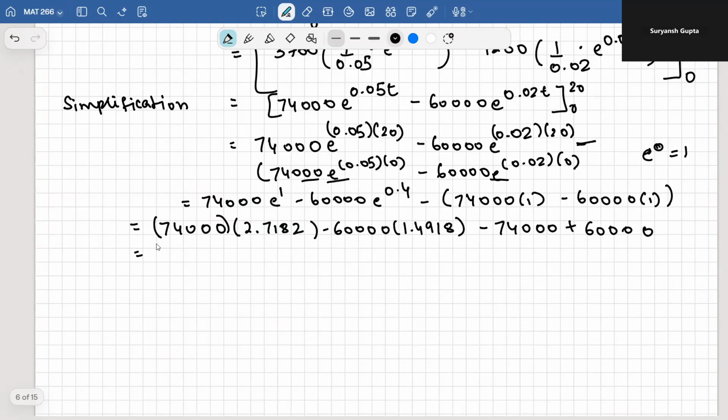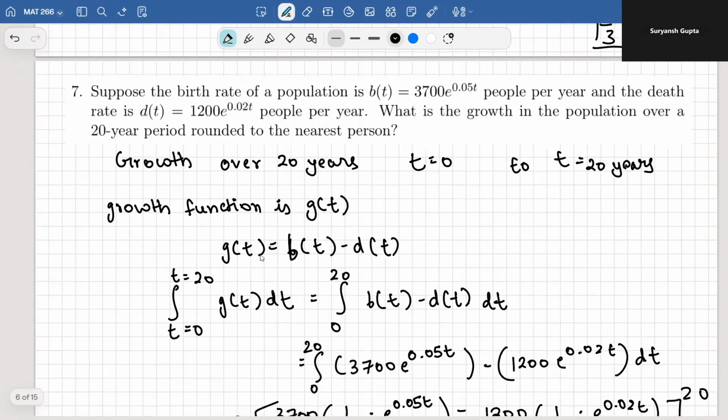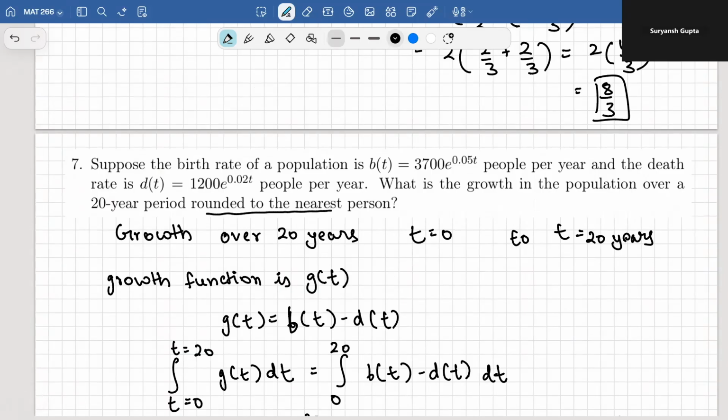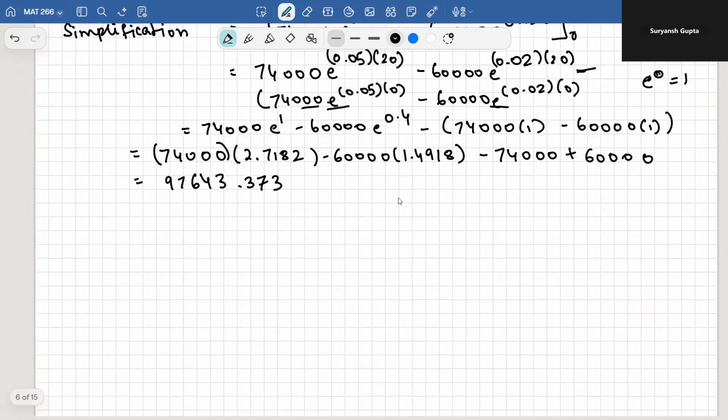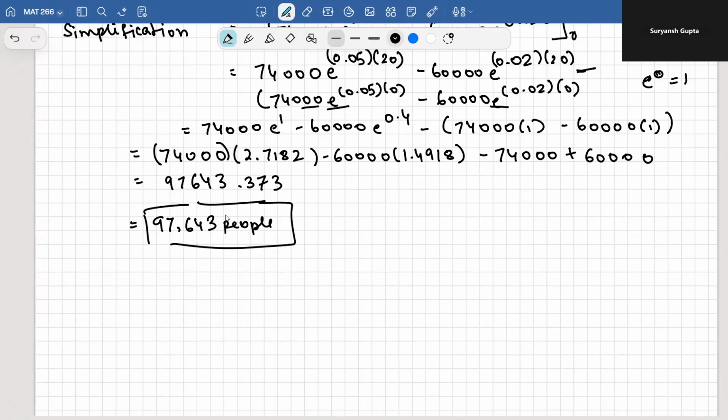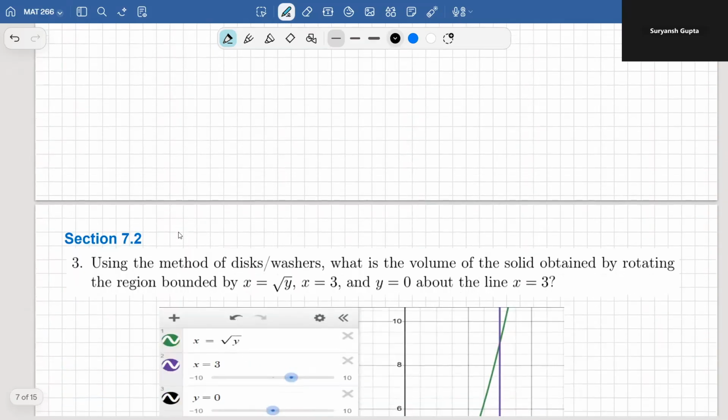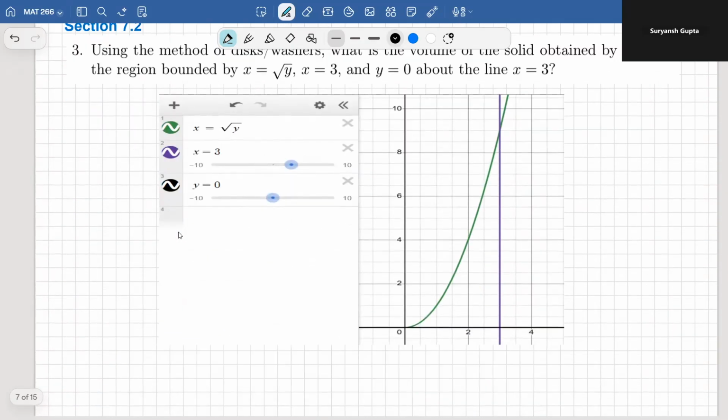And after simplifying all the values, our final answer comes to be around 97,643.373. And if we go back to our question, it has asked us to round it to the nearest person. So when I round it, I get 97,643 people. And that is my final answer. Now we can move on to the next question.